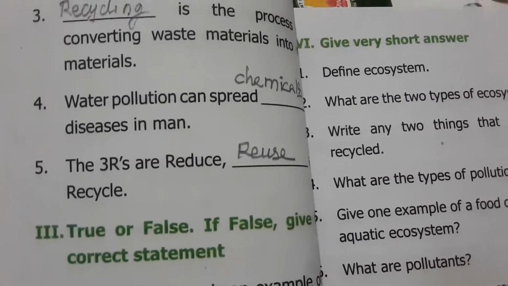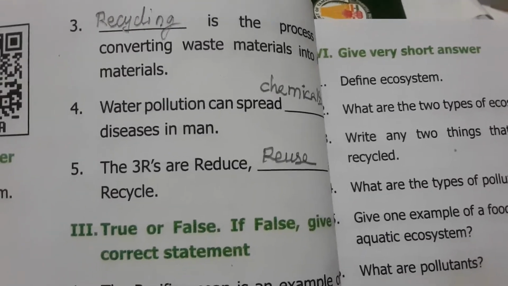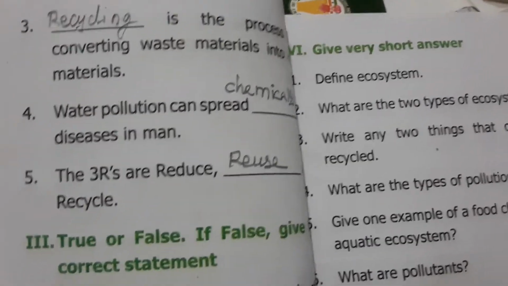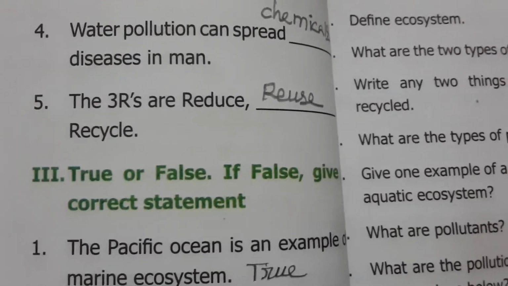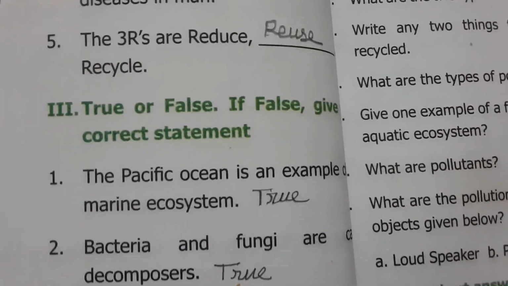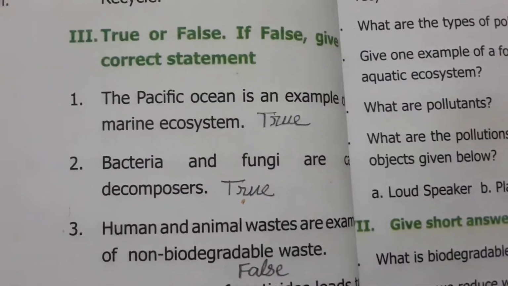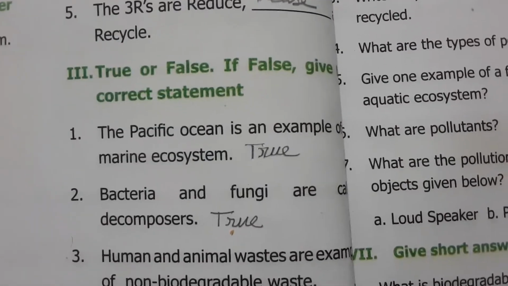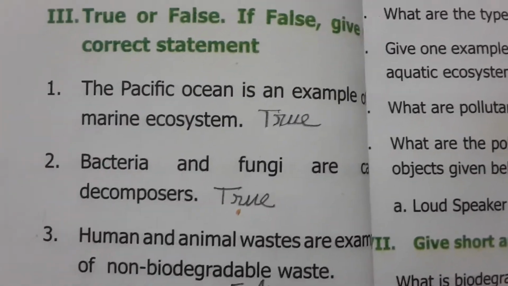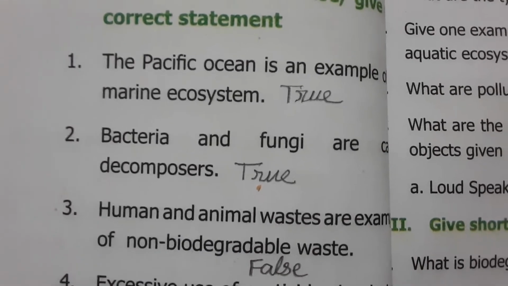So the water pollution can spread the harmful chemicals as well as diseases to the man. So the answer is chemicals and diseases in man. The 3 R's are reduce, reuse and recycle. True or false? If false, give the correct statement. The Pacific Ocean is an example of marine ecosystem. True, because the Pacific Ocean is a marine ecosystem.